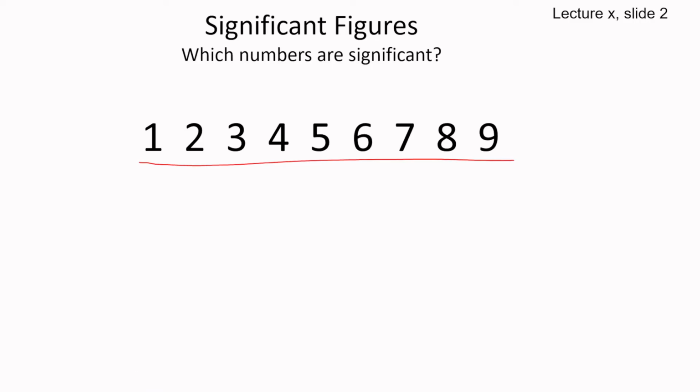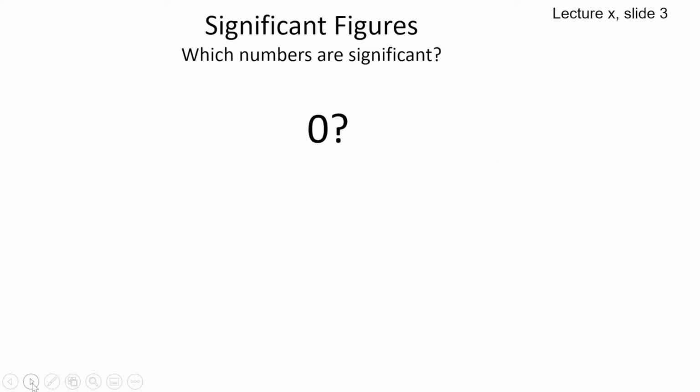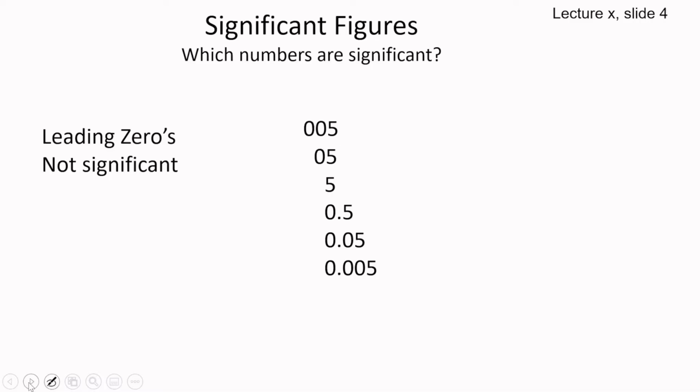So anytime you see a number like this, or any numbers joined together, those are all significant, okay? The real key is 0. When is 0 significant? When is it not significant? Okay, so let's go into that. Leading zeros are never significant. So these leading zeros are not significant. Leading zeros after a decimal place are also not significant. So all of these have one significant figure.